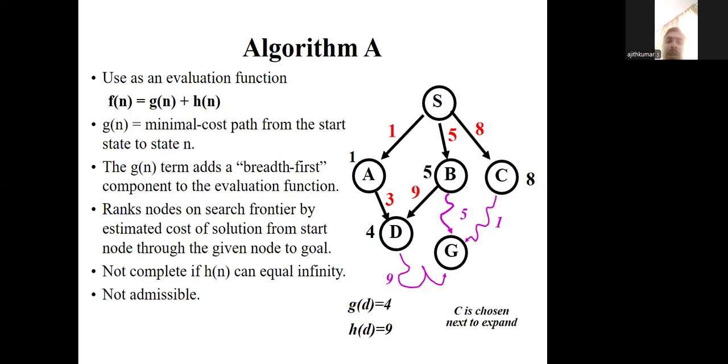The next algorithm is algorithm A. The formula of algorithm A is f(n) equal to g(n) plus h(n), where h(n) is the heuristic and g(n) is the minimal cost path from the start state to state n. The g(n) term adds a breadth-first component to the evaluation function. This is also not admissible, and it can be not complete, as h(n) can equal infinity.